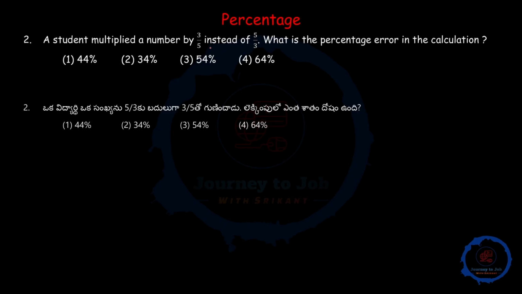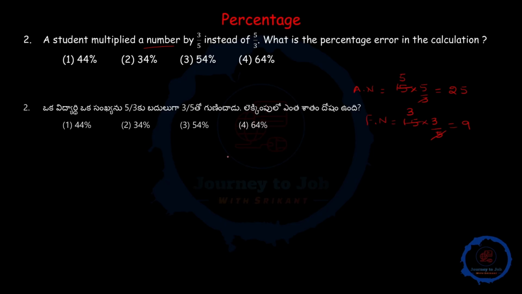So here, since they say number, how should we assume the number? 5 and 3 in the denominators. So what is their LCM? 15. So let us assume the number is 15, the actual number is 15 into 5/3, and the false number is 15 into 3/5. Now 3 1s are 3, 5 3s are 15, so the actual number is 25, and 5 3s are 15, so 3 into 3 is 9, so the false number is 9.